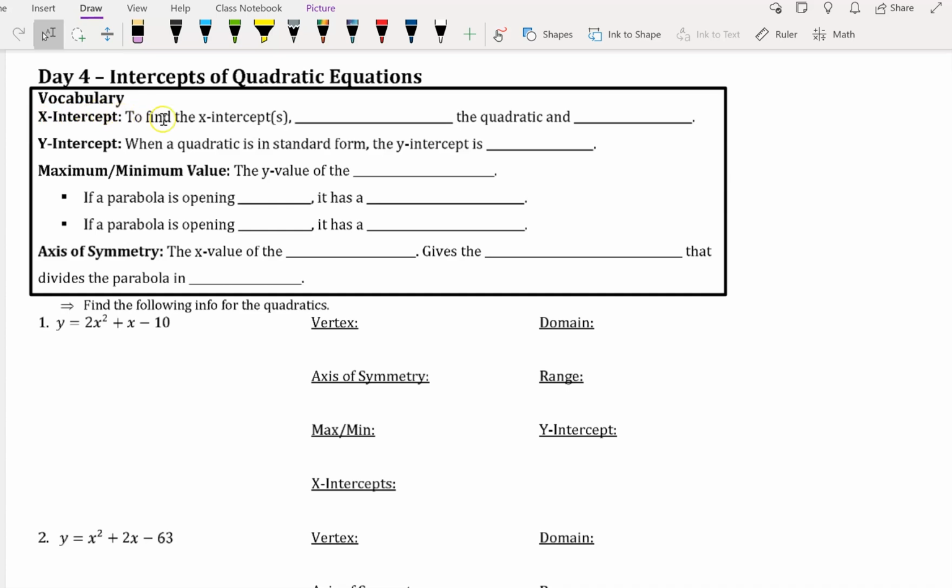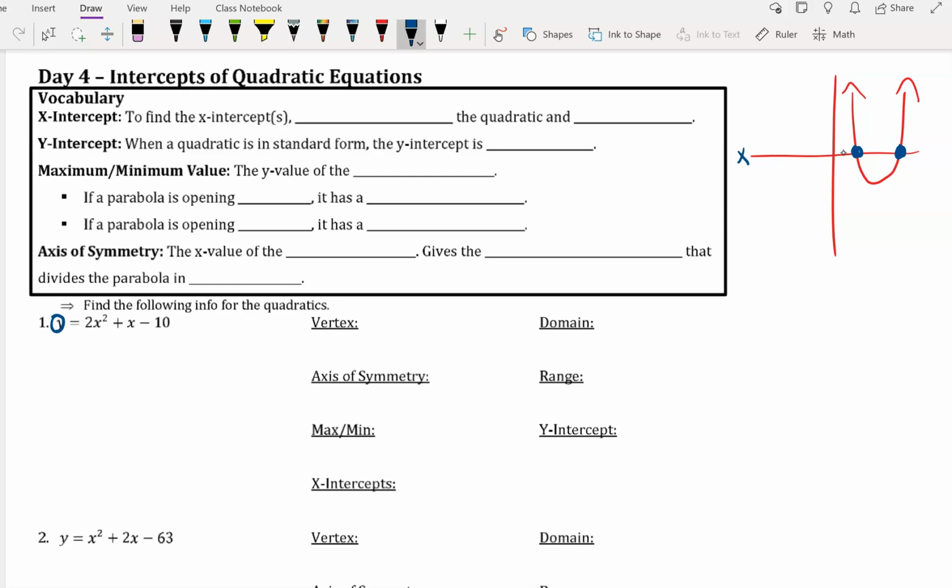We'll start with X-Intercepts. To find the X-Intercepts, blank, the quadratic, and blank. So what an X-intercept is, if you think of a graph, the X-intercept is where the graph, or in our case the parabola, crosses the x-axis. So this is the x-axis. Those points there are the X-intercepts. And the X-intercepts are where y is 0. So if we take a problem and we make y equal to 0 and we solve for x, that'll give us the X-intercepts.